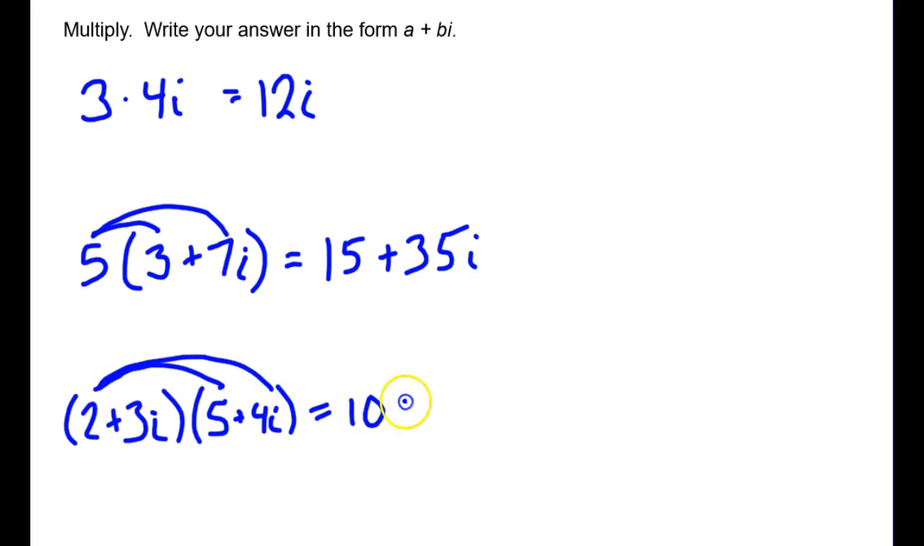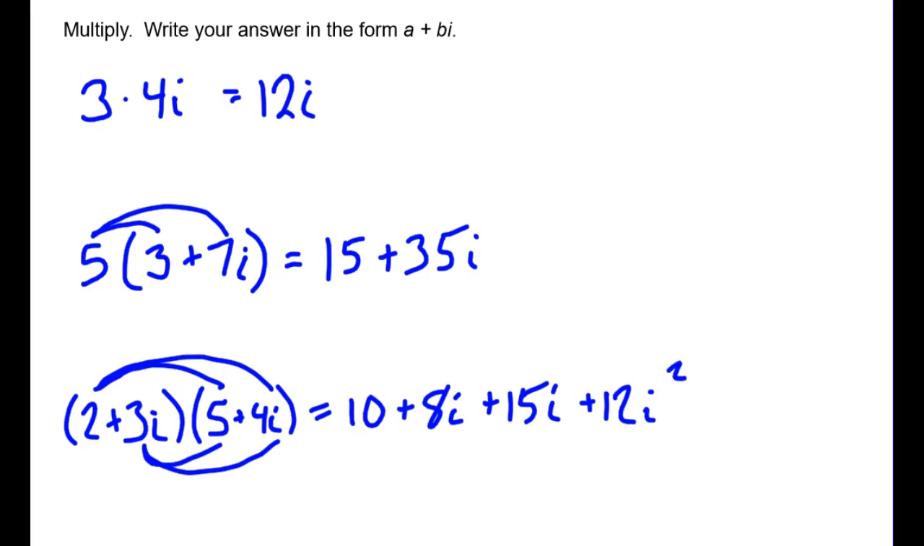2 times 4i is 8i. I is the inside terms. 3i times 5 is 15i. And then L stands for last. 3i times 4i is 12i squared.